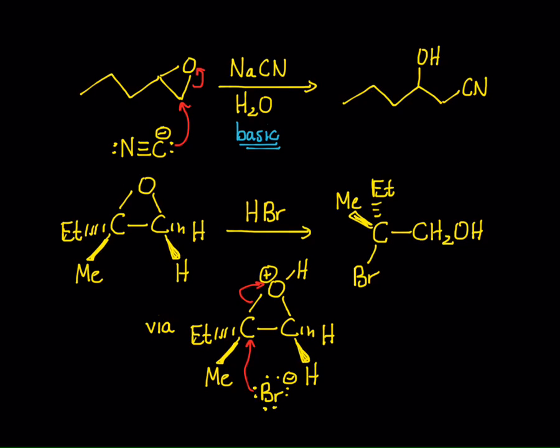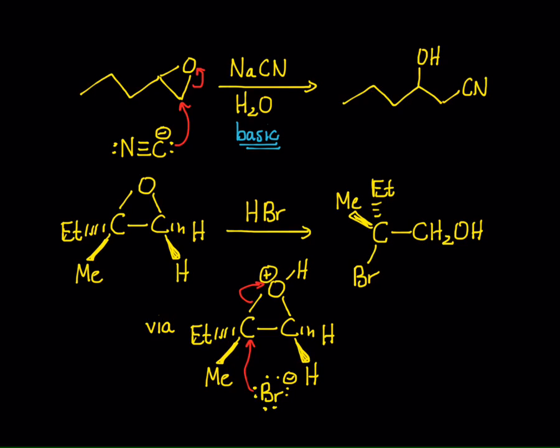And of course, this is going to be a stereospecific reaction, right? Because the bromide ion can only come in one direction, and we end up with only one particular enantiomer. And so this is also called a stereoselective reaction as well. So we have stereospecificity and stereoselectivity in this reaction.